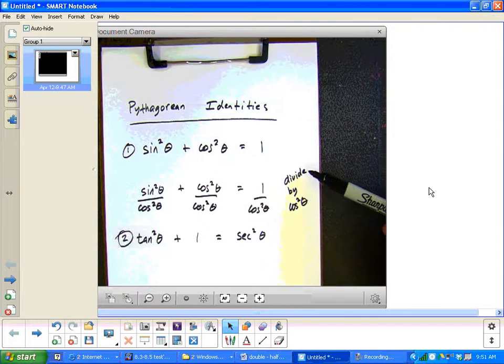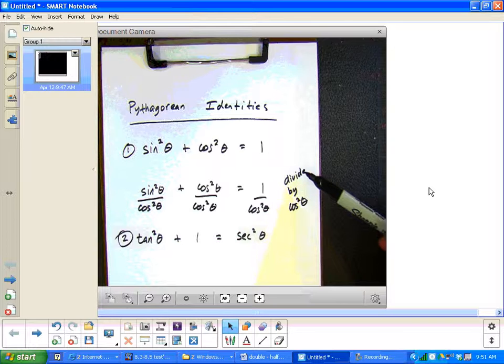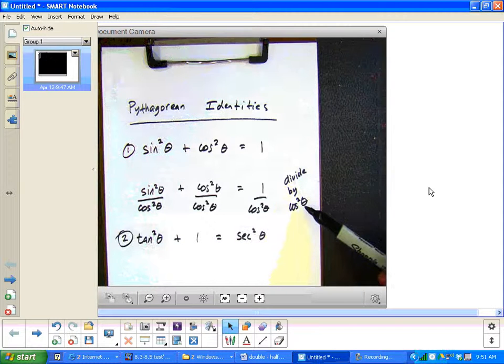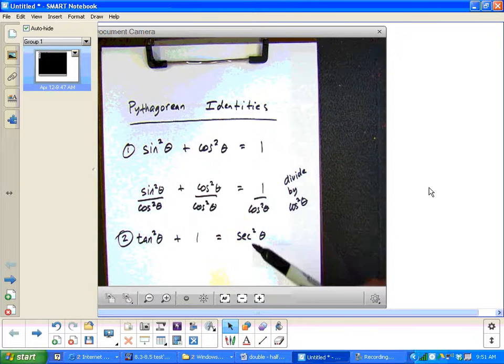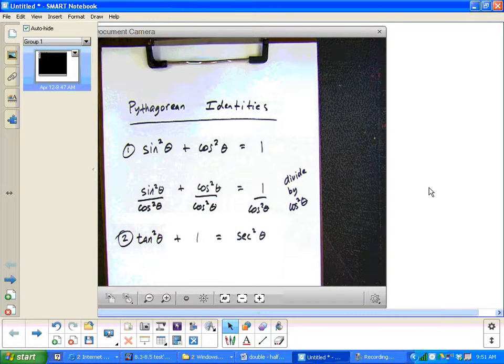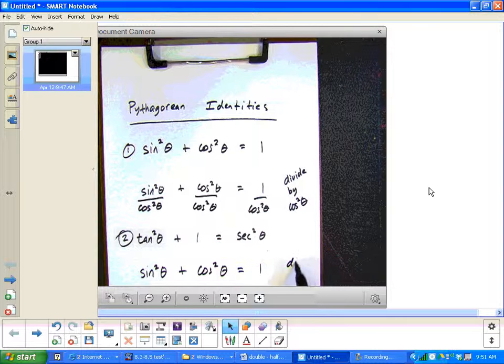I went through and divided each term of my first one by cosine squared, because the reciprocal of cosine is secant. Those are my reciprocal identities. Now, for the third one, I'm still going to start off with the first one, and you may be able to figure out how to derive the third one by now. Did y'all figure it out? You just divide by sine squared.